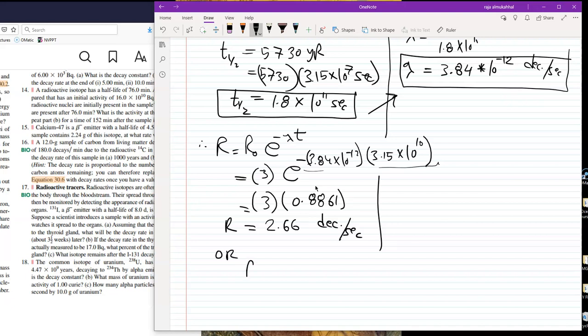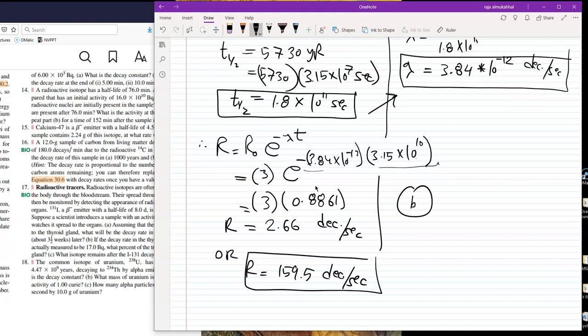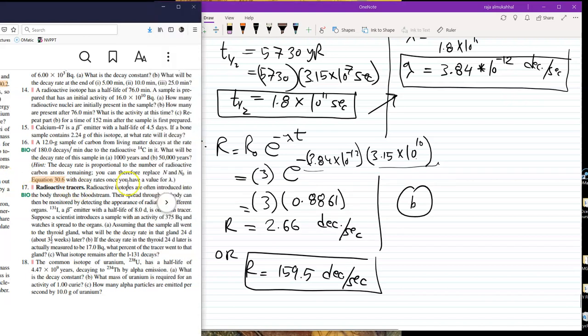So I think I've got it right. 159.5 decays per minute. In my notes, I'm using minutes, I'm not using seconds. But there we go. I don't know which answer your Mastering notes wanted. So anyway, the second part of the problem, I think I'm going to let you do it. It's not a big deal.